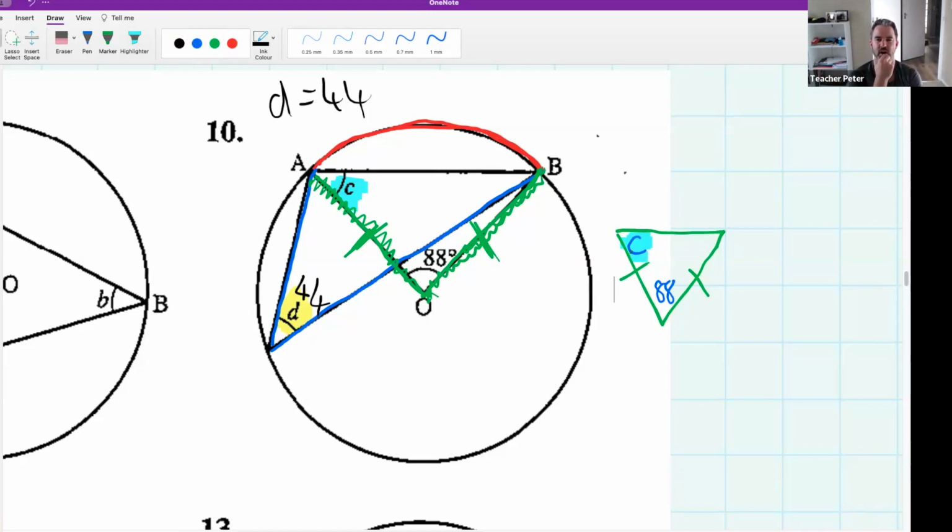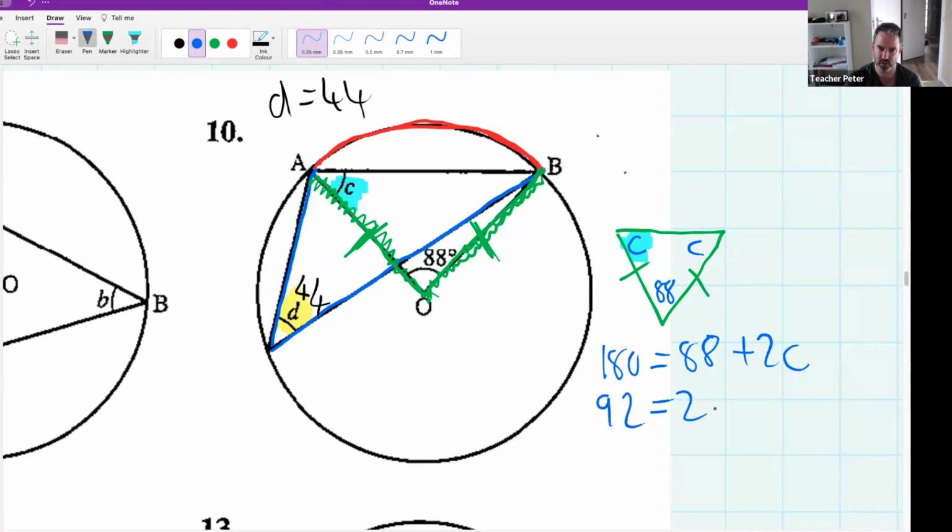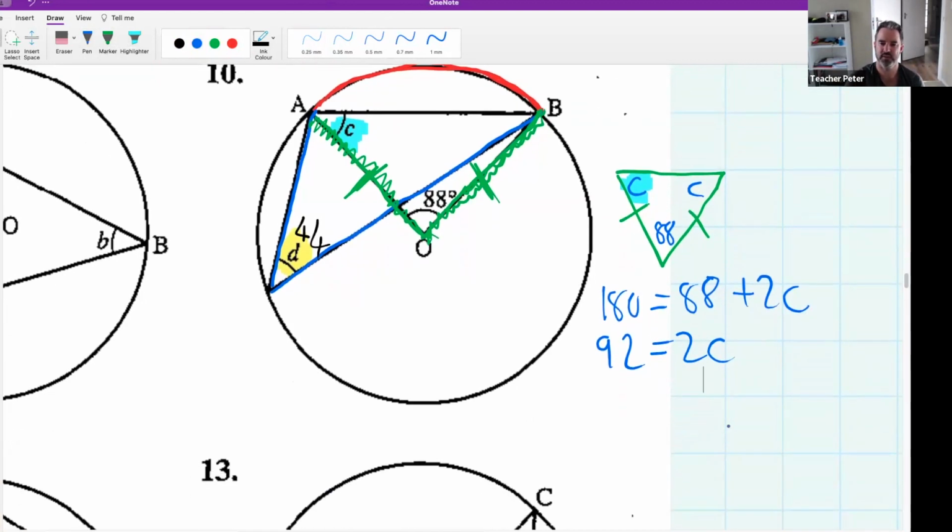We can think back to the last lesson. What did we use to get that? So there's two of them. So there's going to be another C over here. But we know that 180 is equal to 88 plus 2C. And if we take away 88 from both sides, we will get 92 equals 2C. And if we divide both sides by 2, we will get C is 46.